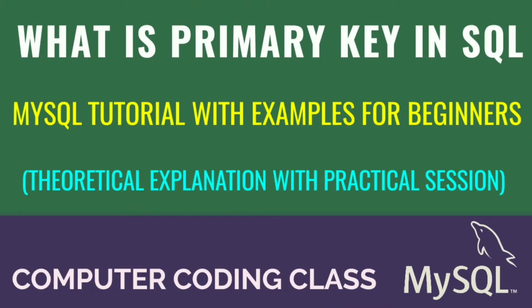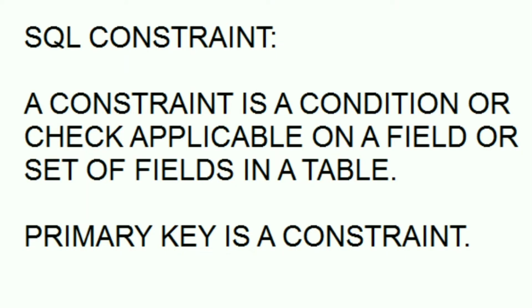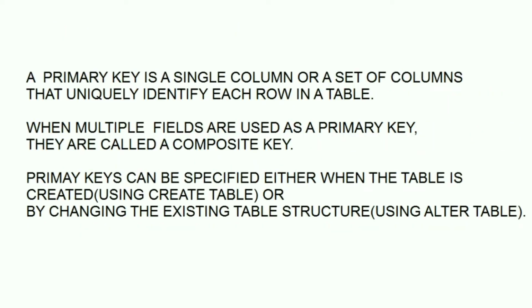Welcome. Today our topic is what is primary key in SQL. In a database table, primary key is a constraint. A constraint is a condition or check applicable on a field or set of fields in a table. Constraint forces the user to follow some rules. Now we will understand what is primary key.